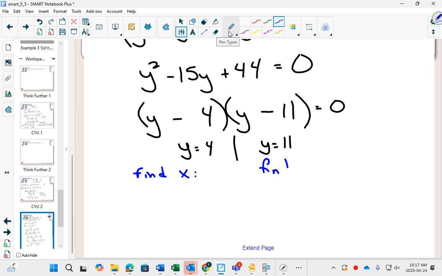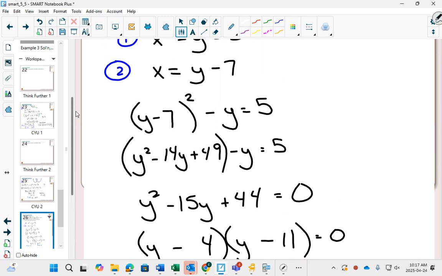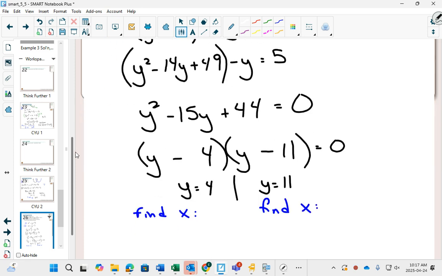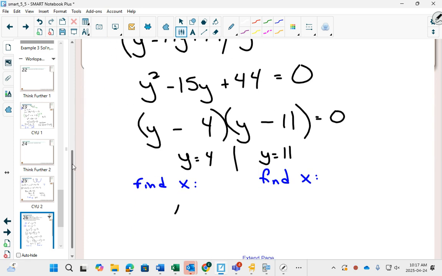And since we found the y first, now we have to find the x. And you can go back and use either equation to find x. I'm really liking equation 2 rather than equation 1. Can you see why? It looks like a lot less mental math. So x is y minus 7. So here, 4 minus 7 would be negative 3. And here, 11 minus 7 would be 4.